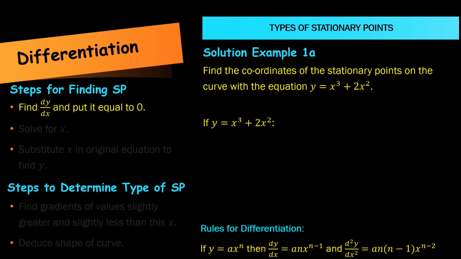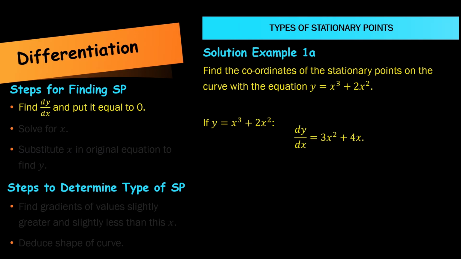Recall the rules for differentiation. Hence, dy dx is equal to 3x squared, applying dy dx equals a n times x to the power n minus 1, plus 4x, again applying the same formula. Let dy dx equal 0, and then we have 3x squared plus 4x equals 0.